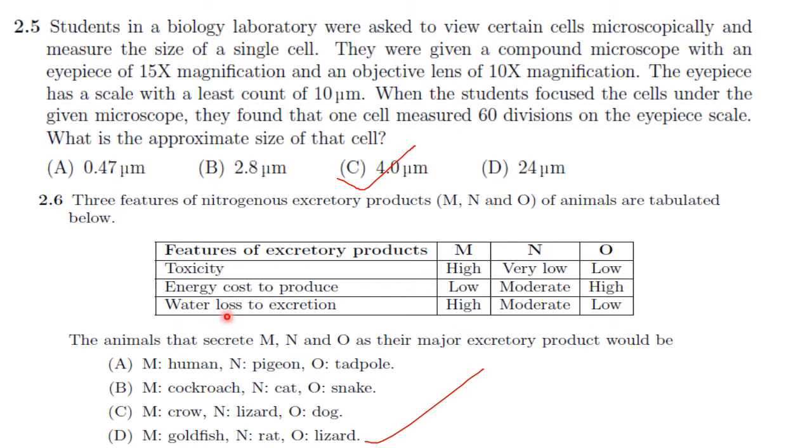Then water loss to excretion. Ammonia is more water soluble than uric acid and urea. Hence water loss to excretion is high in ammonia, whereas moderate in the case of urea and low in the case of uric acid. So ammonia will be excreted by goldfish, urea will be excreted by rat, and lizards will excrete uric acid. So option D is correct.